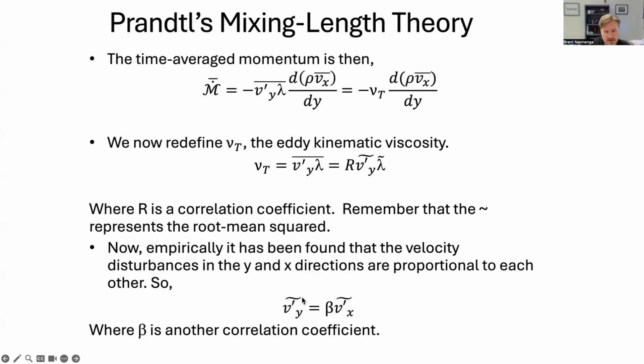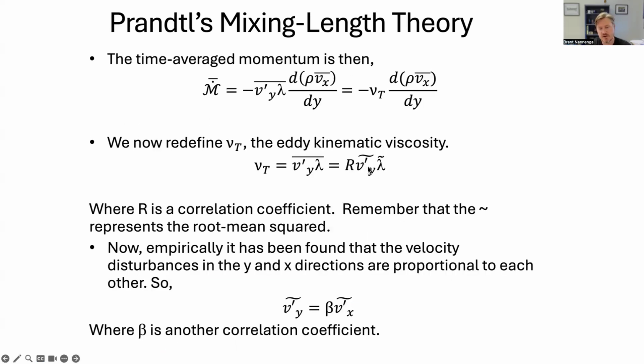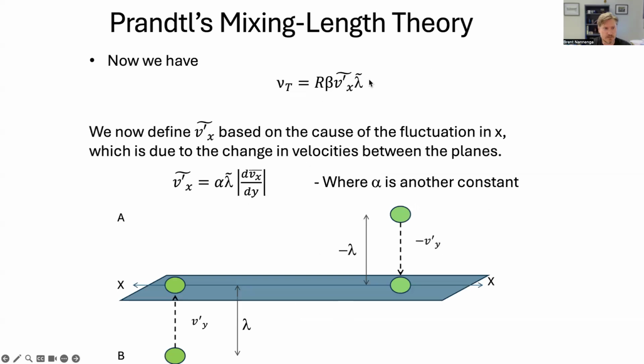That's what it means by they're proportional to each other. So we can relate the intensities of the Y fluctuations and X fluctuations with this additional correlation coefficient, beta. Again, we're adding more and more correlation coefficients for experimental work later. What we did is we converted the Y fluctuation into the X fluctuation. So now we've gotten rid of the fluctuations in Y. We're only dealing with fluctuations in X because we're analyzing the velocity in the X direction.